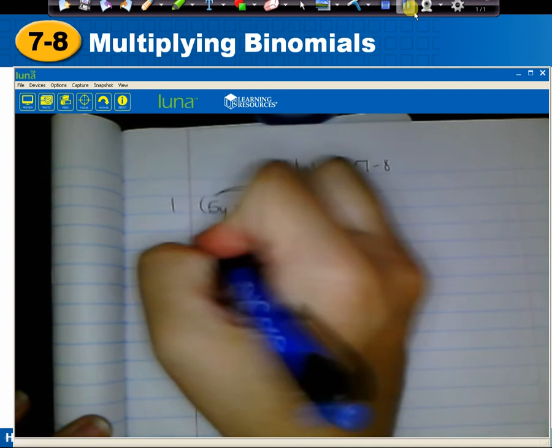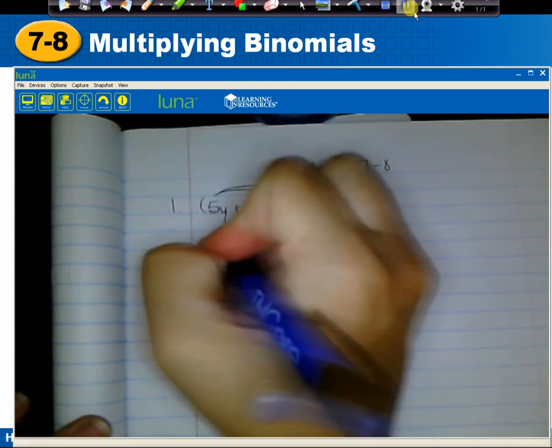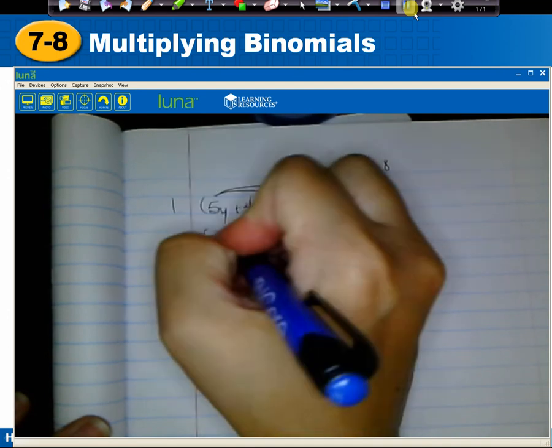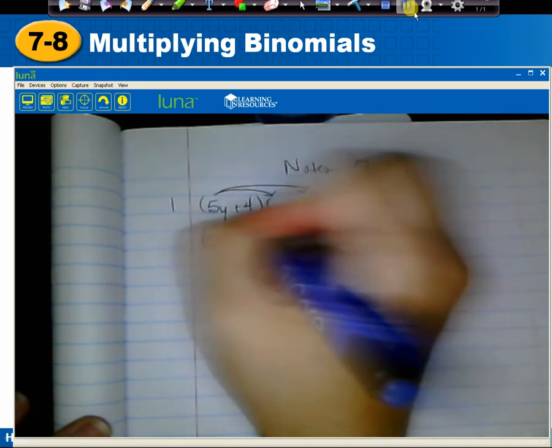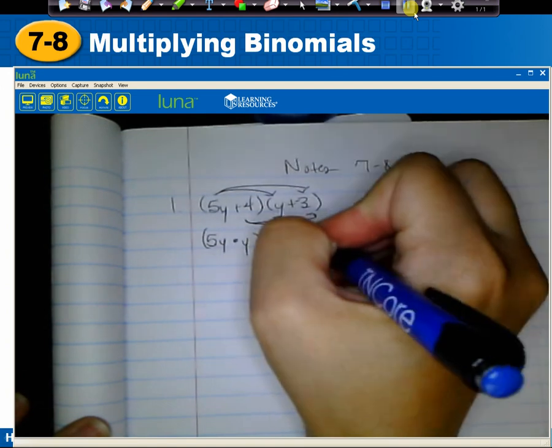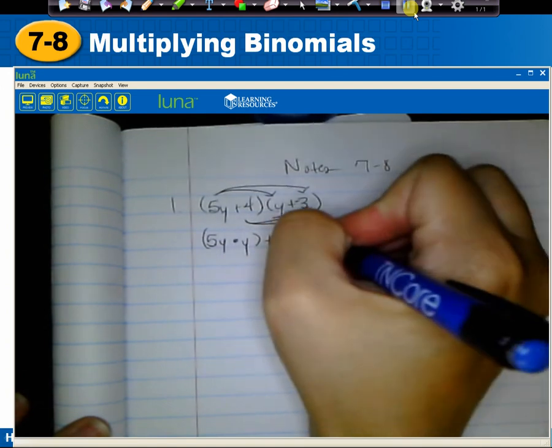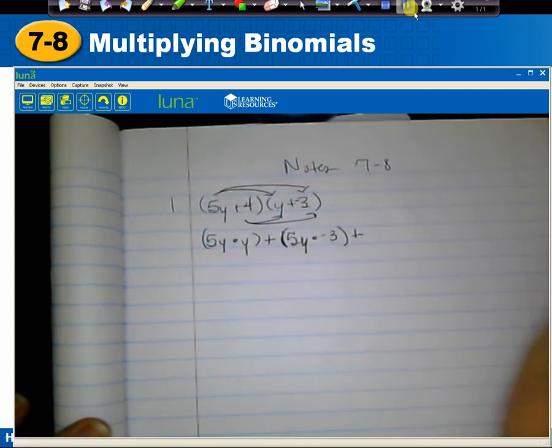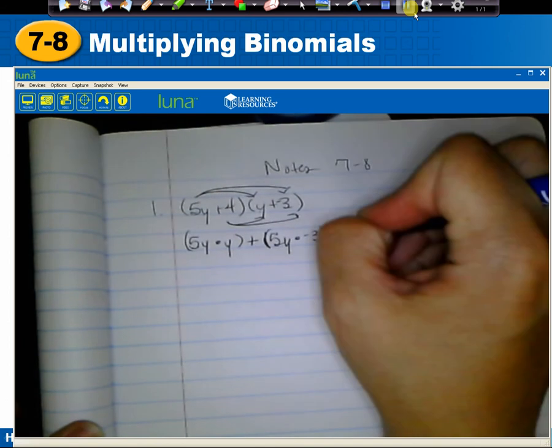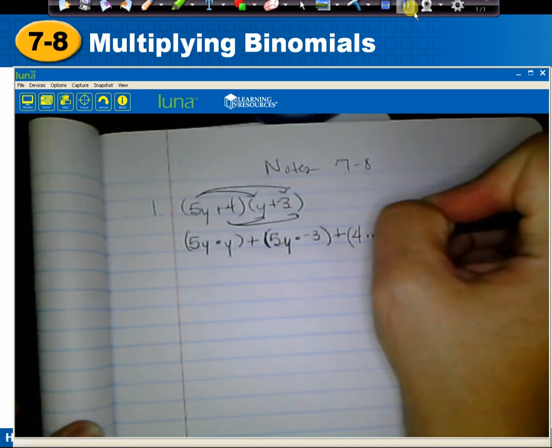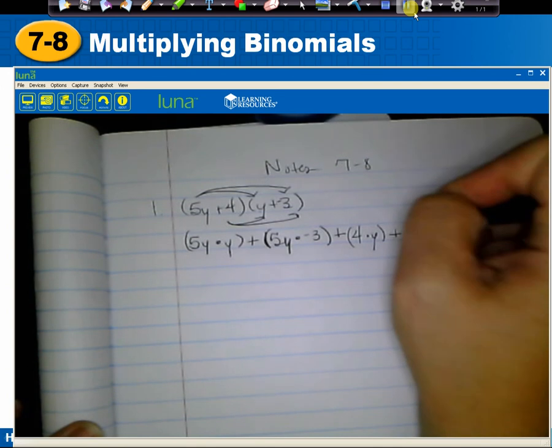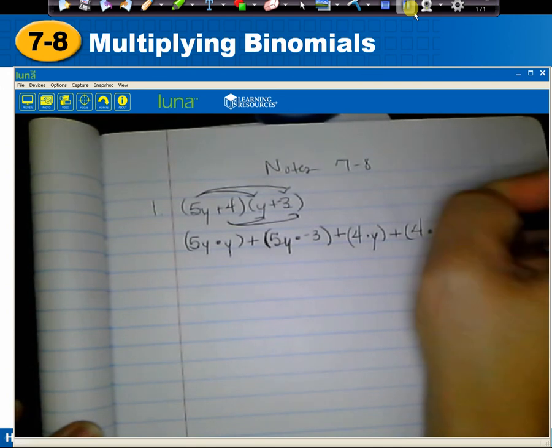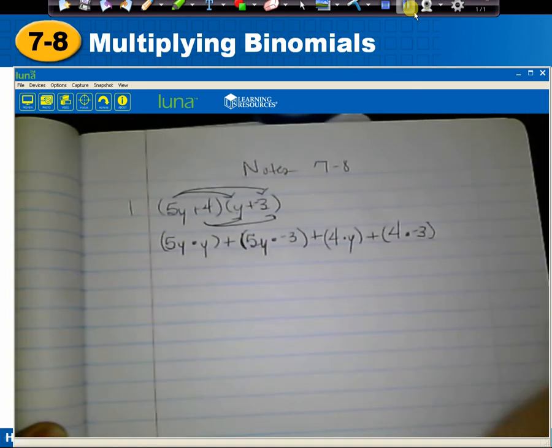So I'm going to say 5y times y plus 5y times negative 3 plus 4 times y plus 4 times negative 3. Because I had 4 times y and 4 times negative 3. So now I'm going to work each of these out.